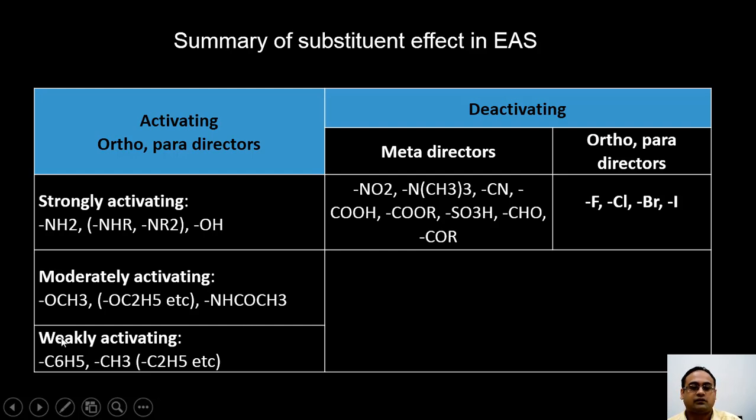Then there are other groups which are weakly activating. That means they will activate the ring toward electrophilic aromatic substitution but by only a small amount. Examples of such groups are the phenyl ring itself and alkyl groups like methyl and ethyl. In the case of deactivating groups, most of them are meta-directing, like nitro, trialkyl ammonium, cyanide, carboxylic acid, carbonyl compounds, sulfonic acid, aldehydes and ketones. Only the halogens are an exception in that although they are ortho-para directors, they are deactivating.